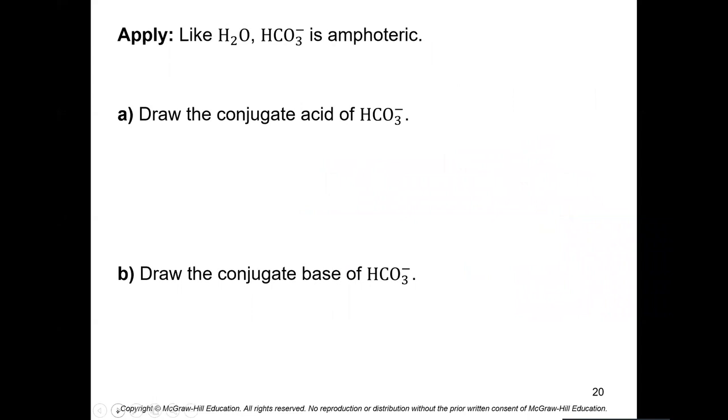All right. So like H2O, HCO3 minus is also amphoteric. It means it can behave both as an acid or as a base. In part A, they're asking me to draw the conjugate acid of HCO3 minus. So let's start with HCO3 minus. If they want the conjugate acid, that means this is going to act like a base. So base with its conjugate acid, that's what we mean by a conjugate acid-base pair.